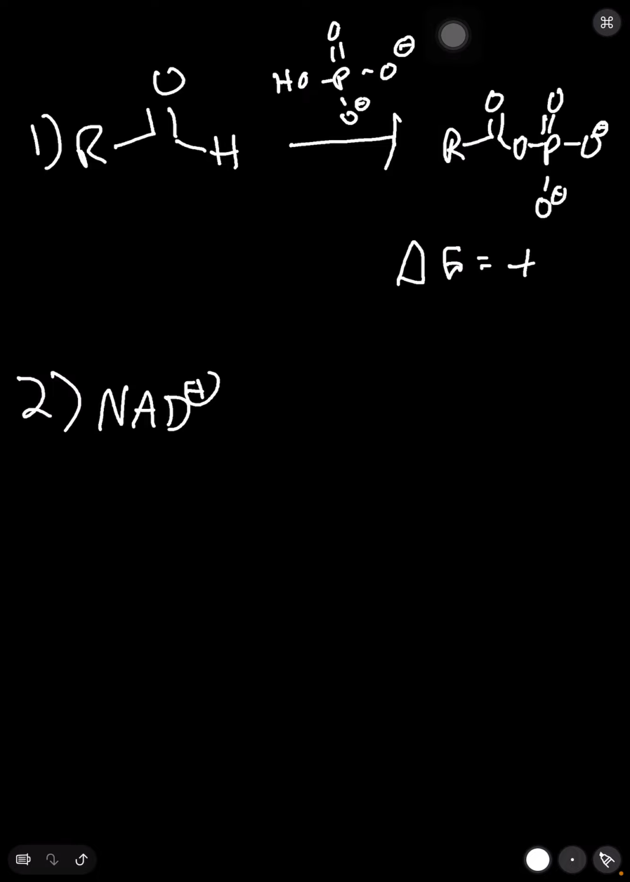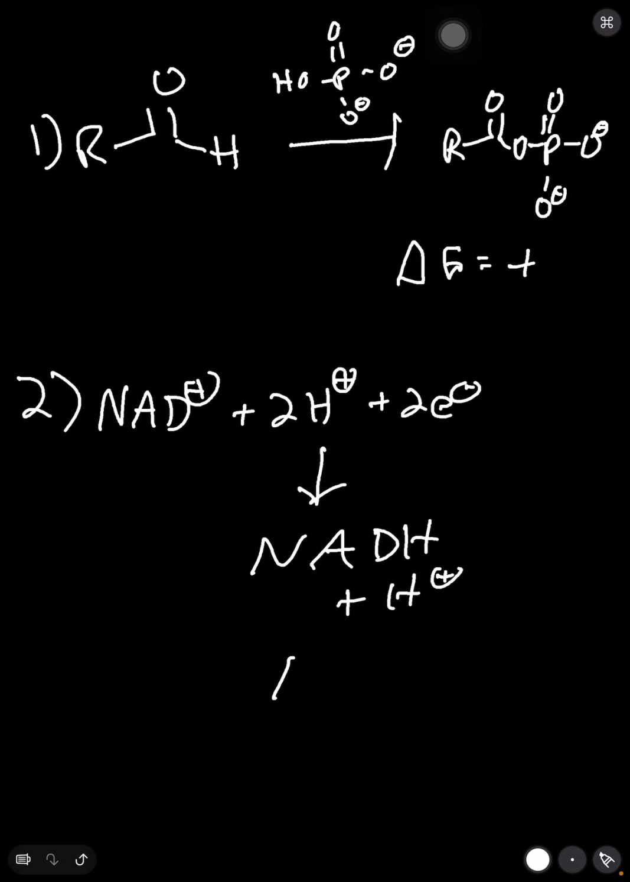NAD plus here, and it's going to be reduced. It's going to accept a couple of H's and electrons and form NADH. And the delta G for this one is negative. Negative enough to cancel out the effects of the positive delta G for the other one. So this is really two separate reactions that have been kind of coupled together to allow this to take place. All right.